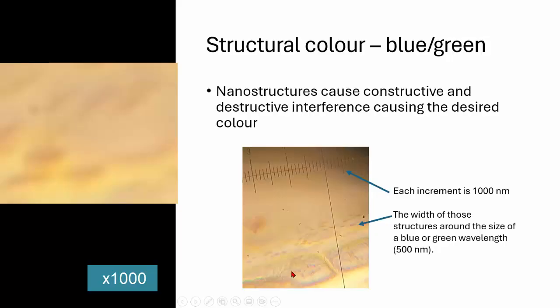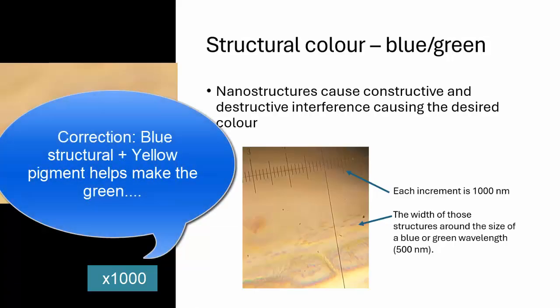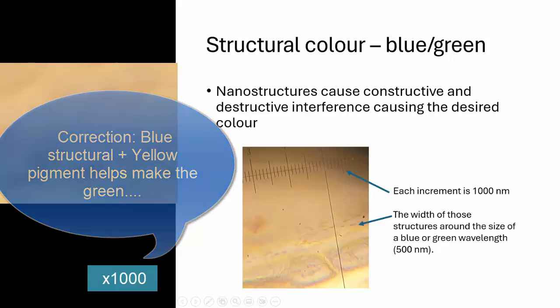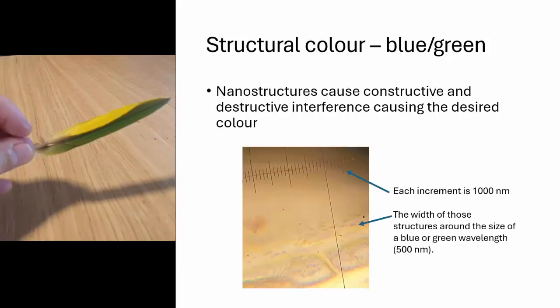And the green that we're after, or the blue, is about 500. So they say that this is the blue plus a little bit of green pigment makes the green. So there's a little bit of pigment on top of the structure. And if there wasn't, then it would just be a completely blue bit of the feather, and not a green bit of the feather.